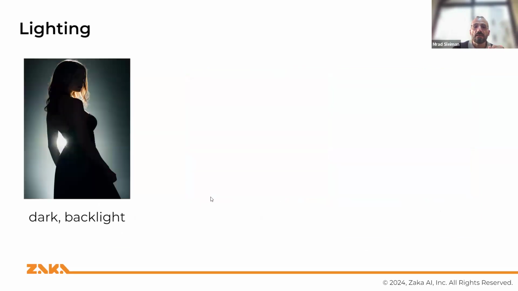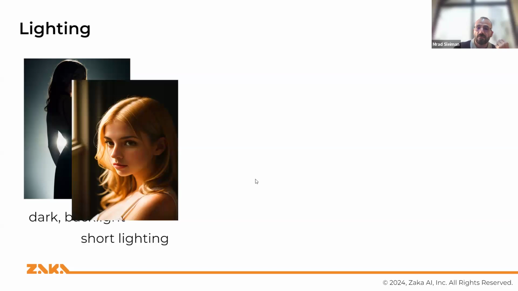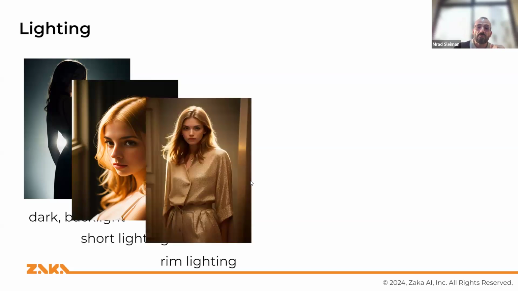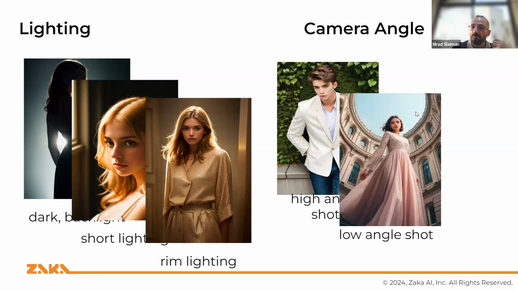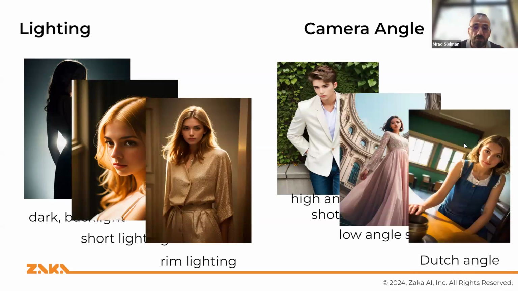What else? You can mention the lighting. So, for example, this is dark or backlight, where the lighting is behind the object. Maybe you can change it into short lighting, where you can see that the face that is far away from the camera is well lit. For example, this is rim lighting, where we are only lighting the edges of the object. You can vary the camera angles. For example, you can use a high angle shot, a low angle shot, maybe a Dutch angle. There are, of course, other options that you can use.